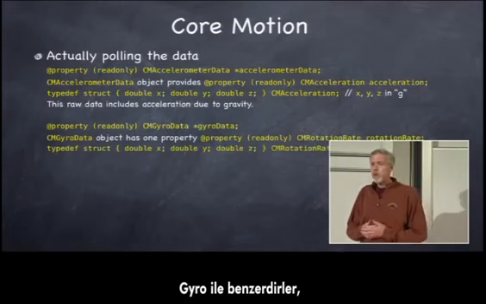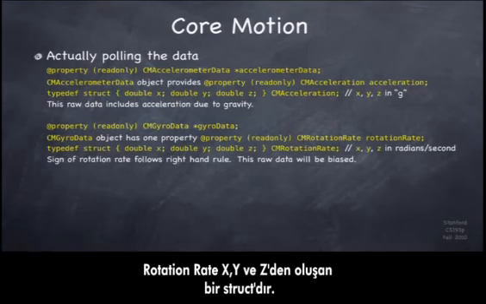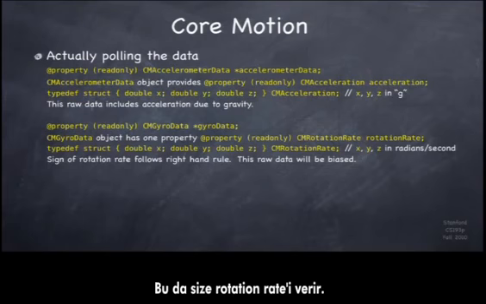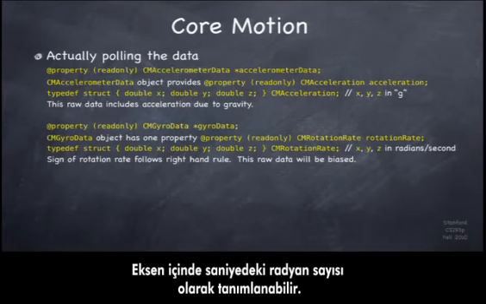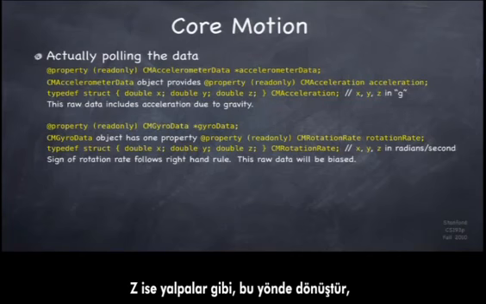The gyro is similar. It's a little different struct, or a little different data return, which is rotation rate. And rotation rate is a struct of x, y, and z. It's going to tell you the rotation rate, in radians per second in that axis. So the x-axis would be rotation this way, y-axis rotation this way, and then z is kind of like yaw, rotation this way. It's right-hand rule.